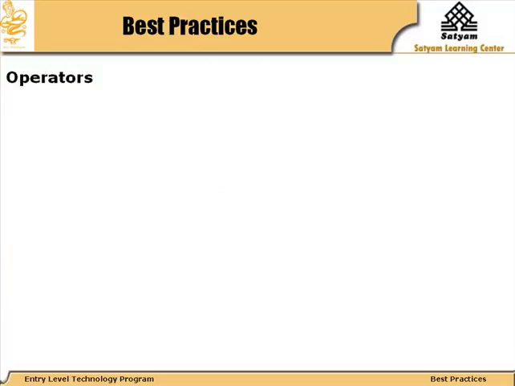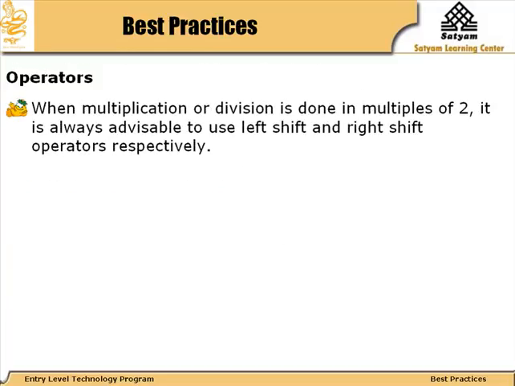Best practices. Operators. When multiplication or division is done in multiples of 2, it's always advisable to use left shift and right shift operators respectively. This is because the shift operators directly operate on the bits of the value and are much faster than division and multiplication operators. The equals operator is much faster than the equals method. The method equals is generally overridden for custom comparisons.